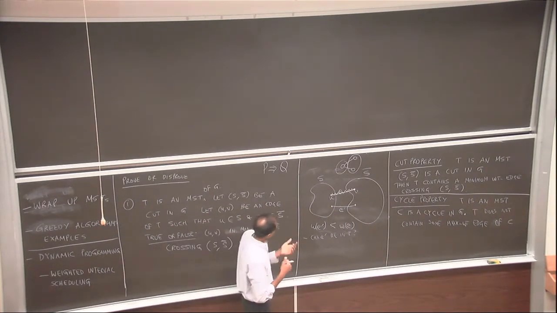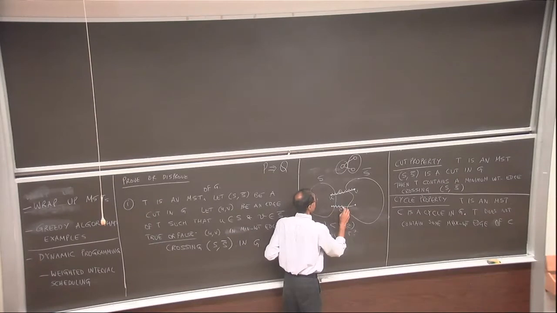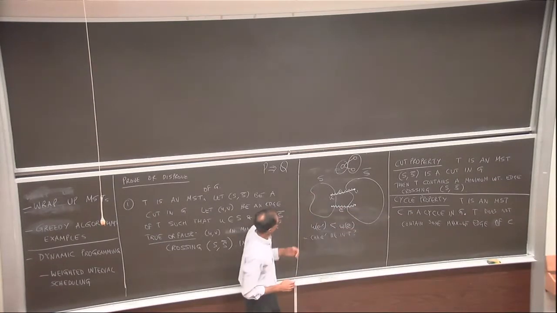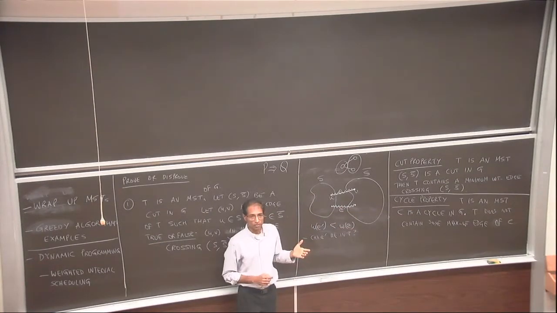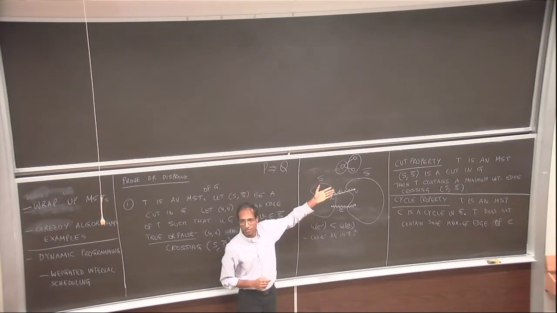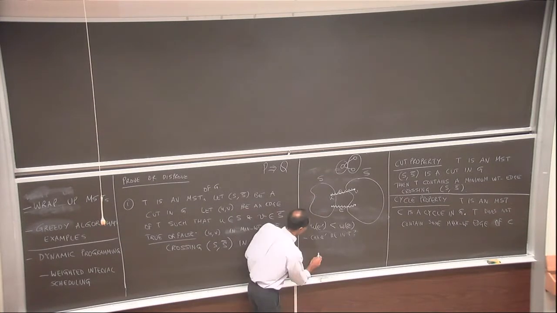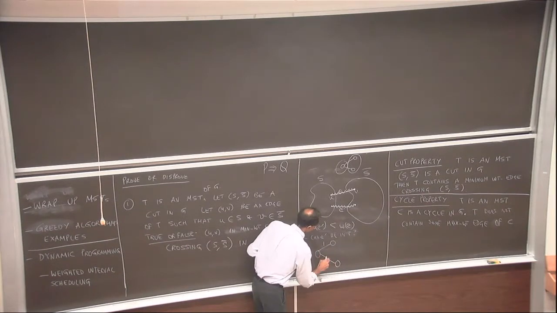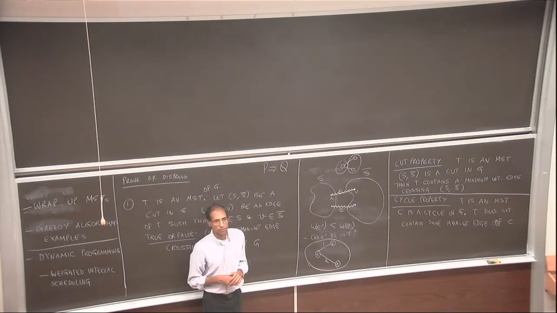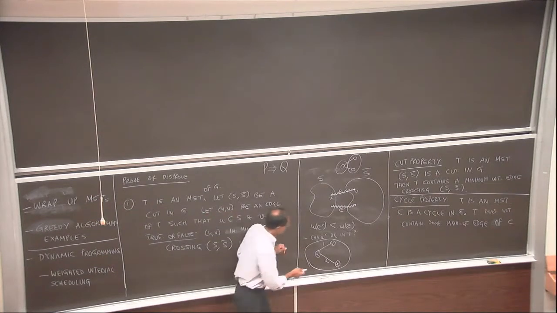So maybe E prime is also in T. Can this situation arise? We've just shown that it can arise. So in fact, that's a counterexample. If your graph was simply this, this is your graph. Look at this cut.